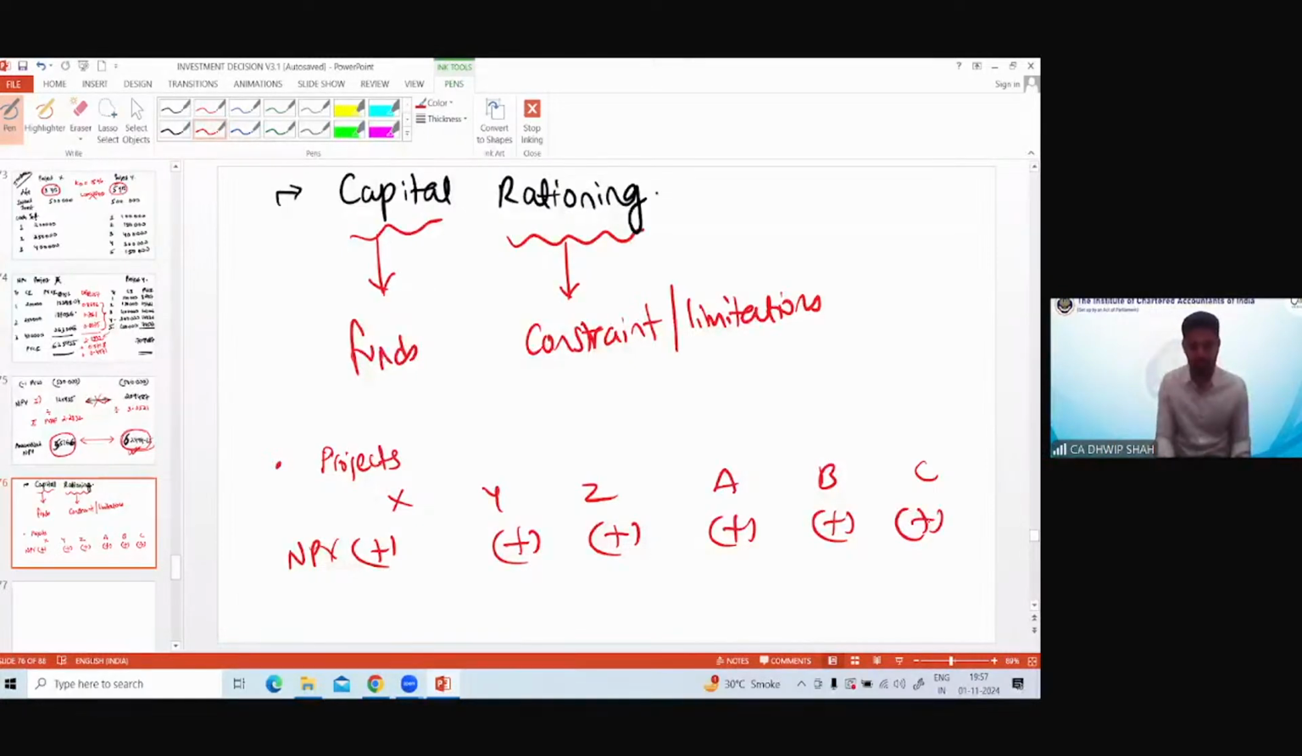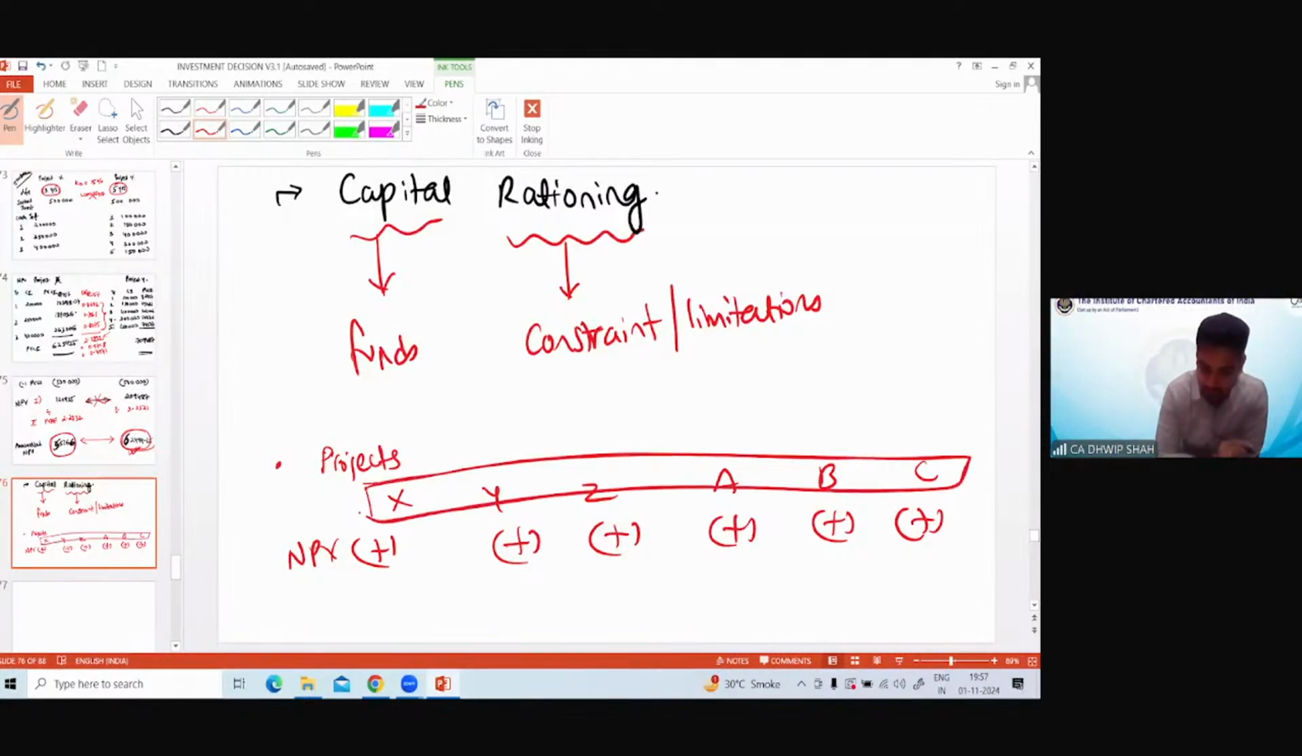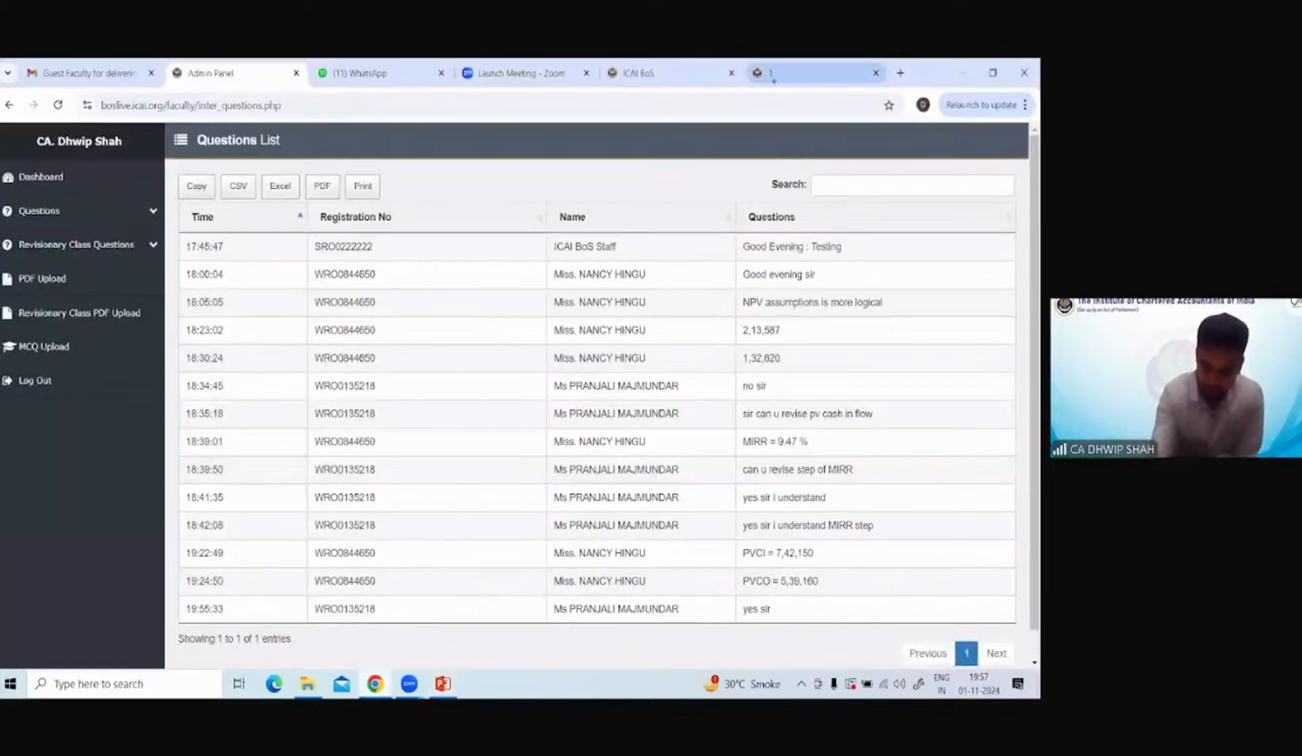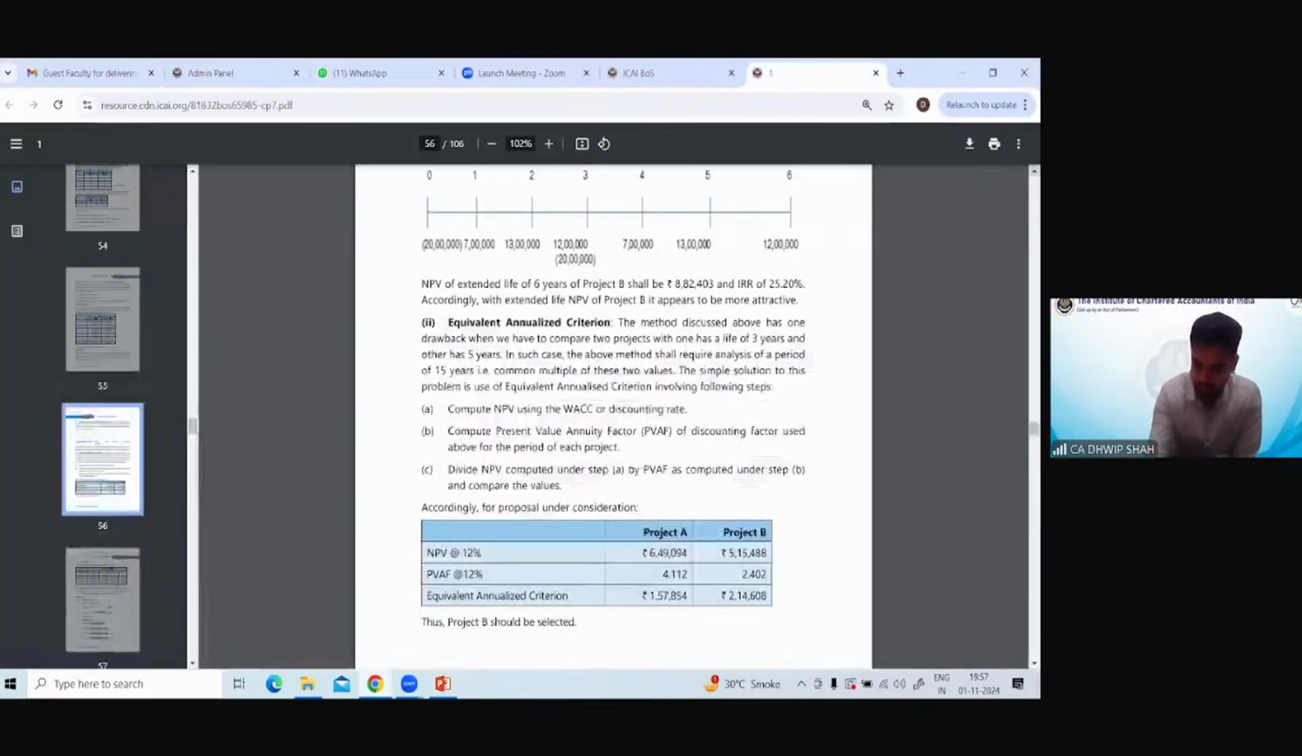Are you understanding? पैसे की कमी है, बाकी किसी की कमी नहीं है, सिर्फ पैसों की कमी है. So in that case, from these multiple projects, which projects do we need to select? That we will learn now in this topic. Understood? This is the basic learning objective of this topic, capital rationing. बोलो कोई query इसमें? Any questions?